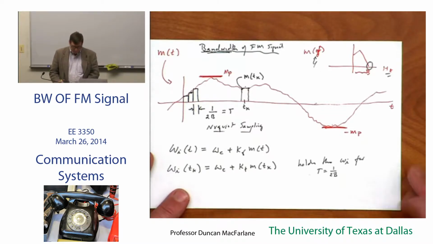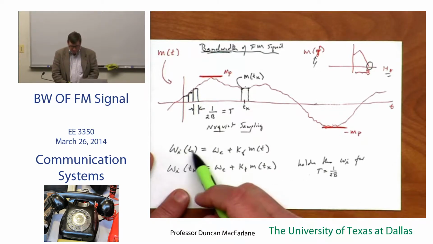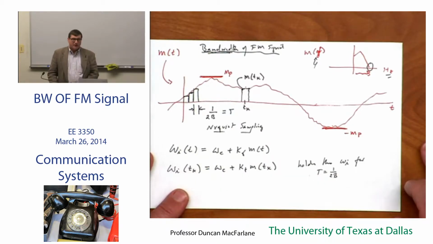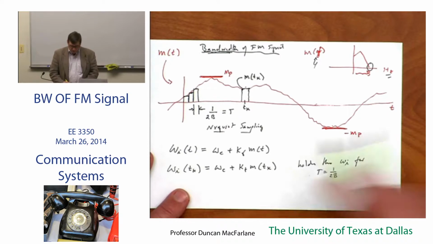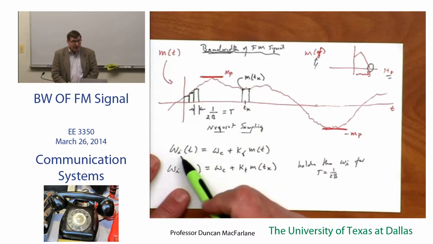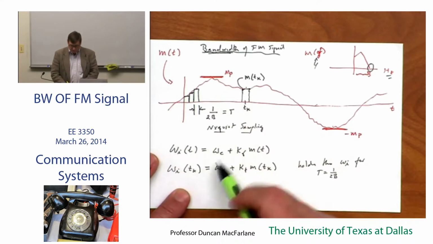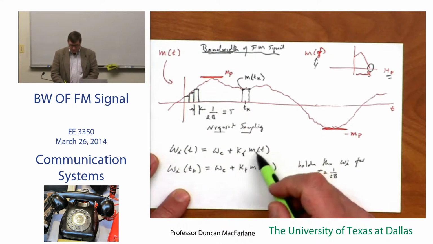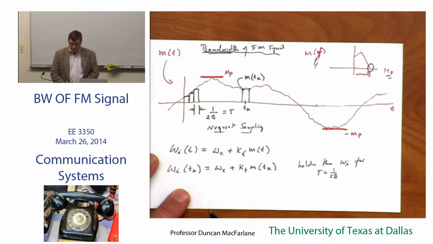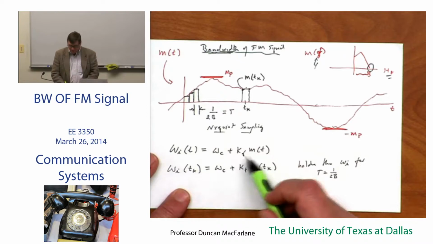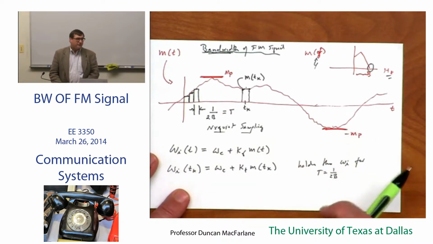High point number 3, the instantaneous frequency for my FM signal is omega C plus kf times m of t. The magnitude of m of t drives what my instantaneous frequency is. So if I'm at MP, I have a maximum instantaneous frequency of omega C plus kf mp. If I'm at the minimum, it's omega C minus kf mp.